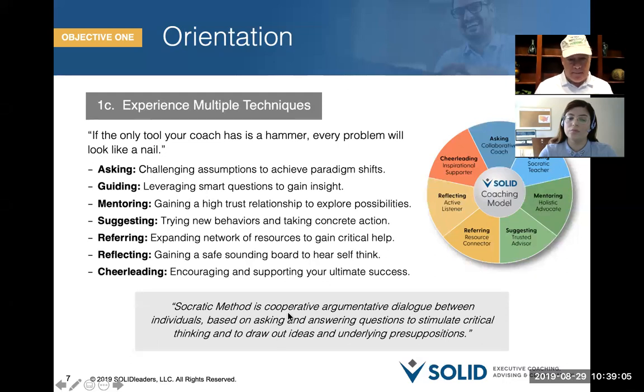Socratic method is cooperative, argumentative dialogue between individuals based on asking and answering questions to stimulate critical thinking and to draw out ideas and underlying presuppositions. So, not bad. And then mentoring, our 7th hat, mentoring. So, who's mentoring you in your career? You should have a career manager.